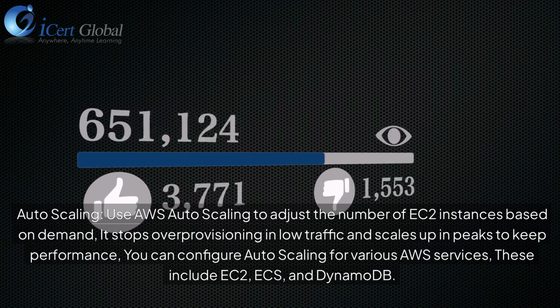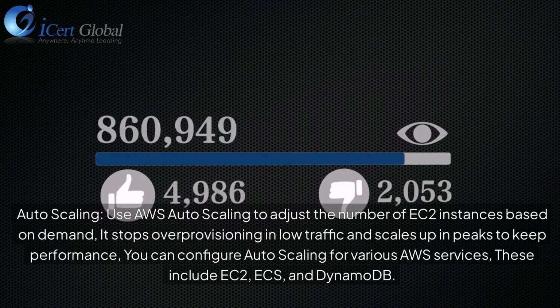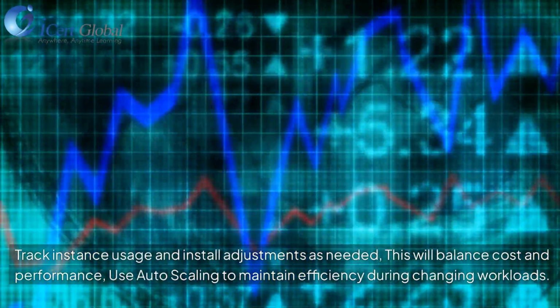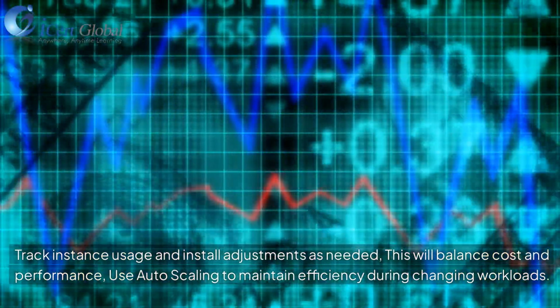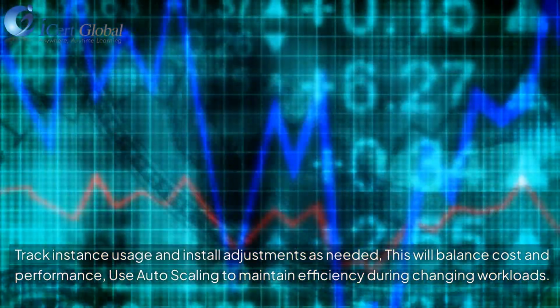You can configure auto-scaling for various AWS services. These include EC2, ECS, and DynamoDB. Track instance usage and install adjustments as needed. This will balance cost and performance. Use auto-scaling to maintain efficiency during changing workloads.